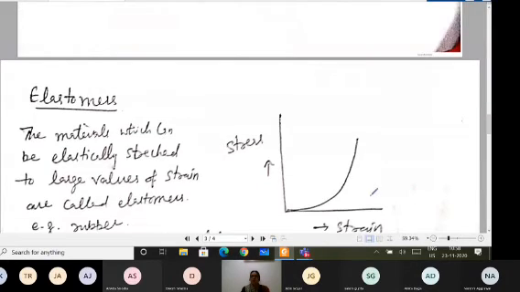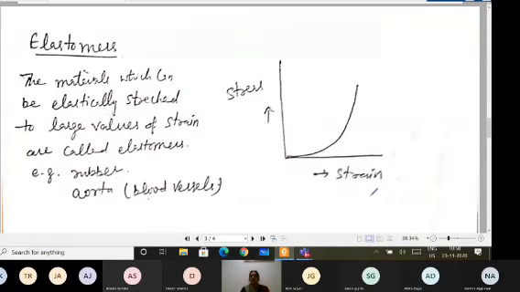Another class of materials which is there with you is elastomers. Like the rubber you use to hold objects, you stretch those rubbers, and then when you release they come back, but there is always some extension. So they are not able to regain their original configuration. Some extension is always there.